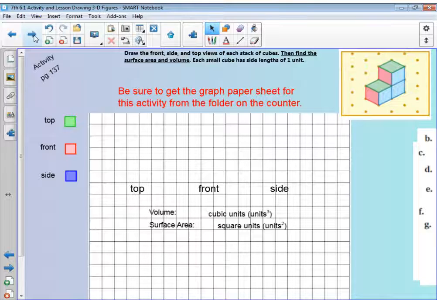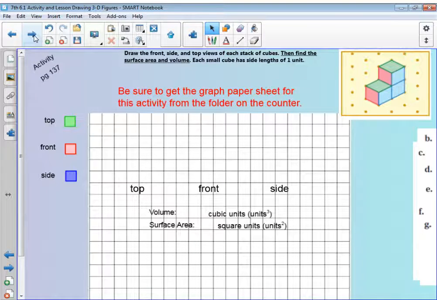So here, first of all, make sure you've got your graph paper. That's in the folder over on the counter. It should be marked like 6.1 lesson or 6.1 activity. And there's a worksheet in there for you to use instead of using page 137 out of your practice journal. You'll use that for your figures, but you're actually going to draw on the graph paper. So here what we're going to do is draw each of these figures.